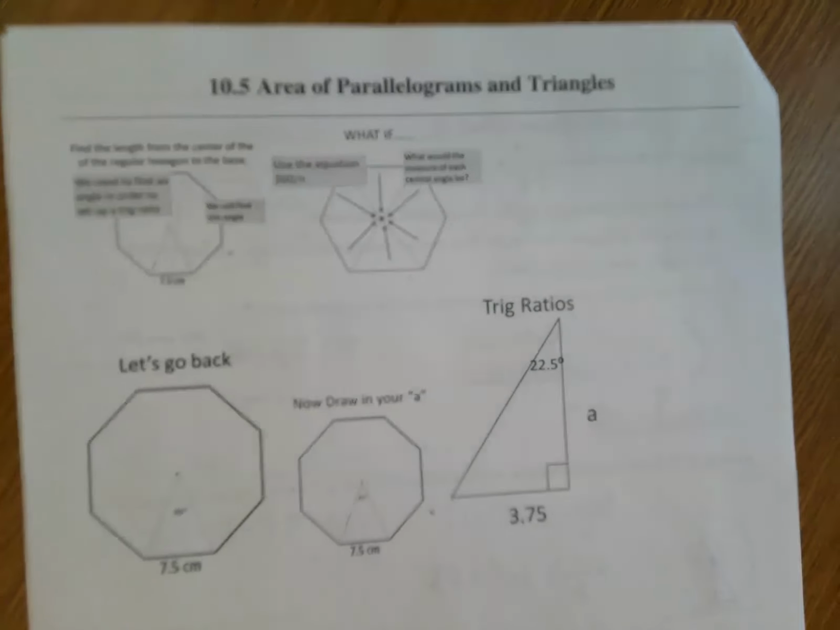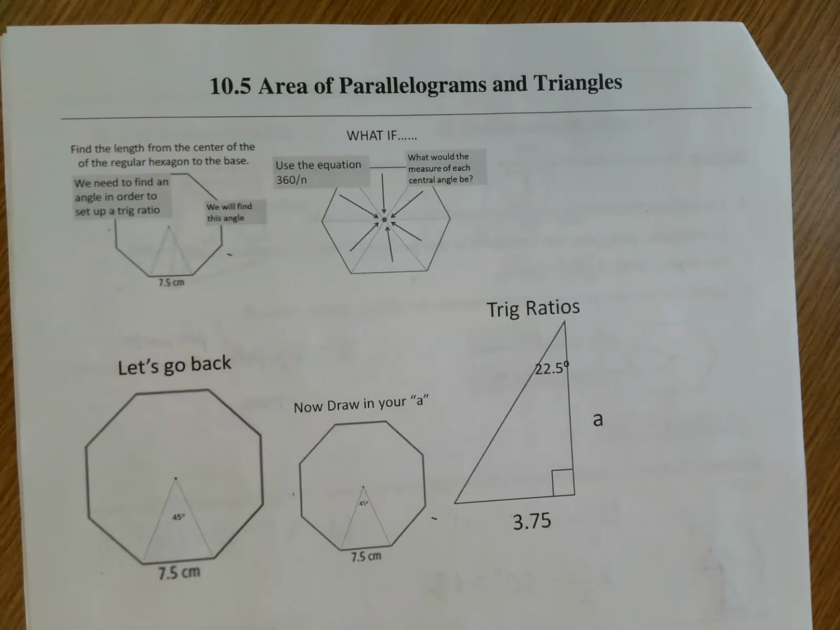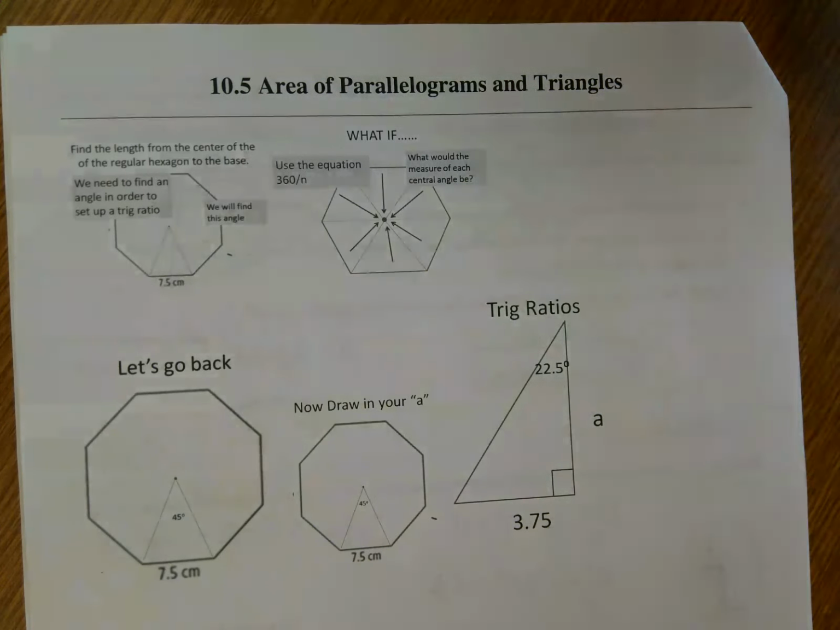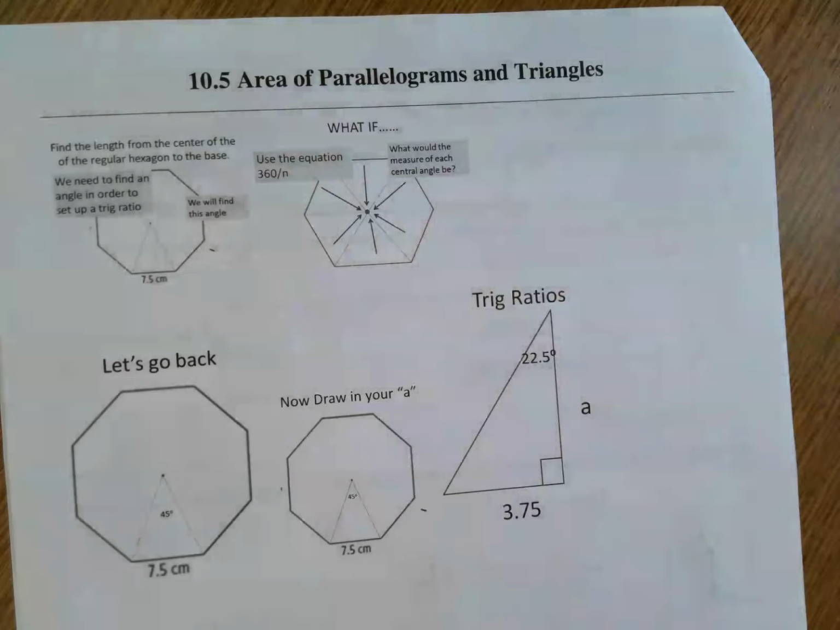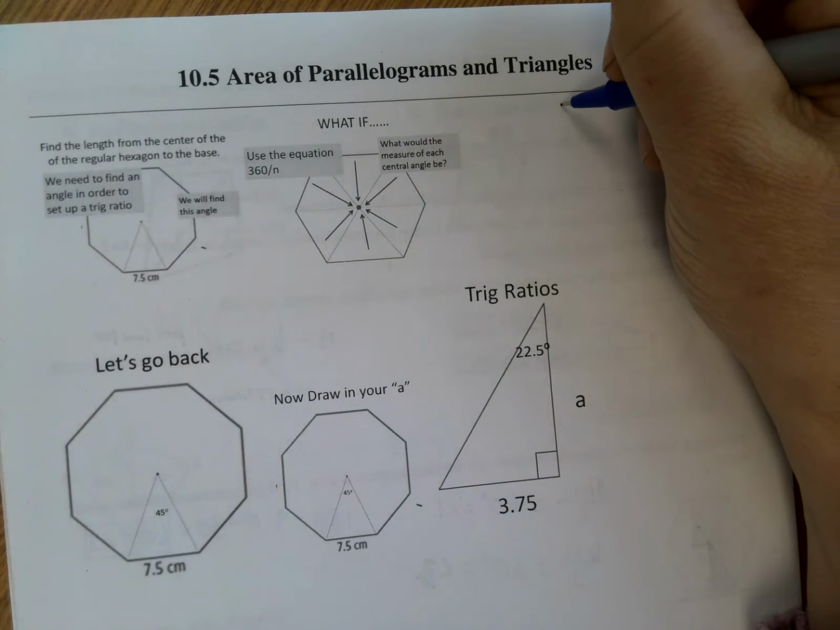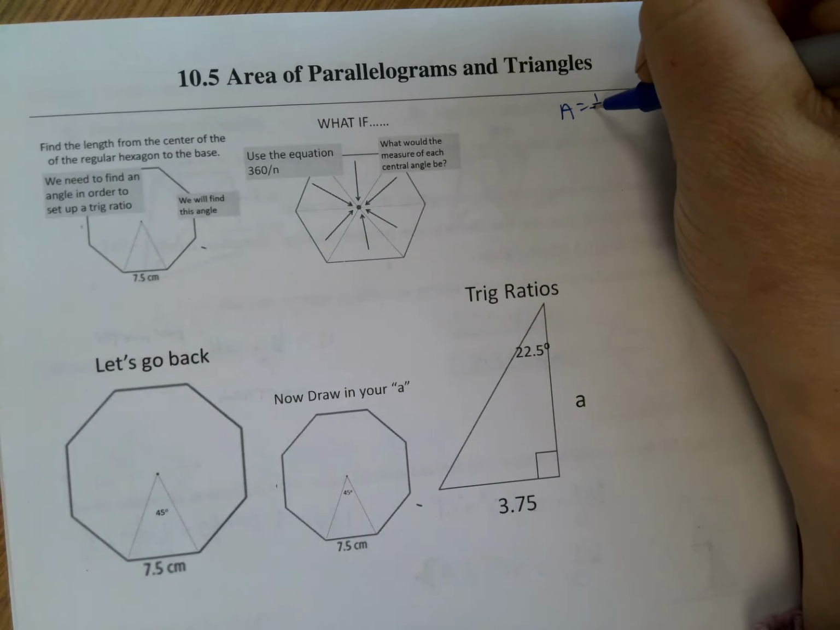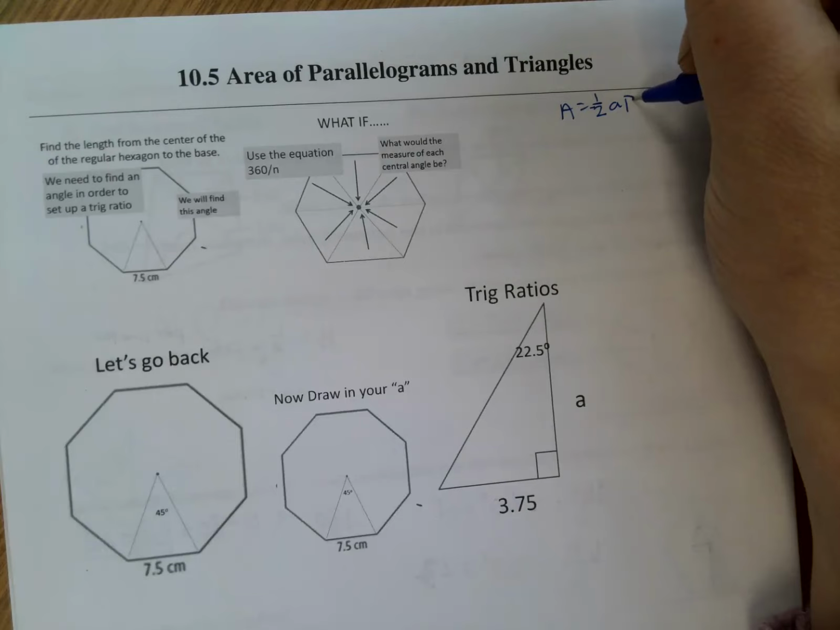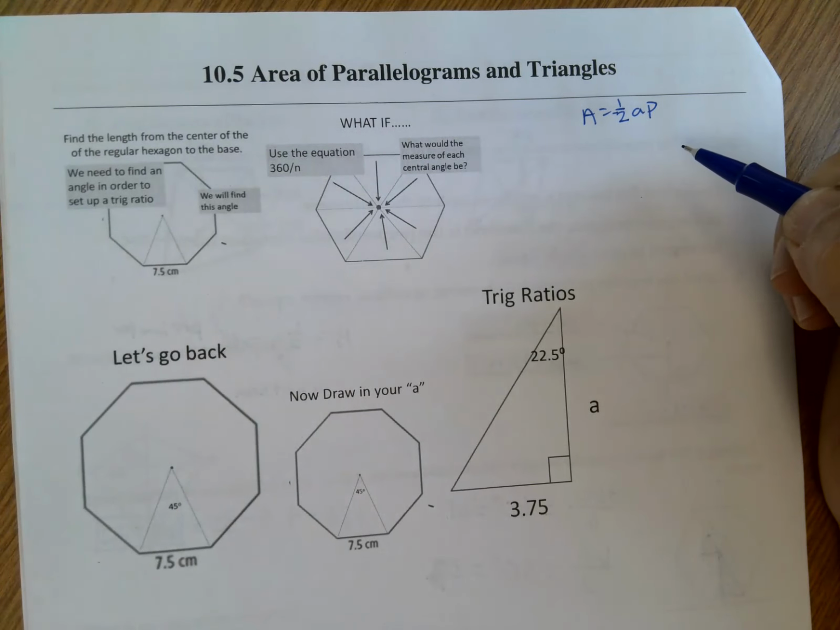10.5, areas of parallelograms and triangles. So we actually already did this, but now this is going to get a little bit more difficult. So let's take it back. We have area of regular polygons, and we know that that area is equal to 1/2 times the apothem times the perimeter. We know that from 10.3.